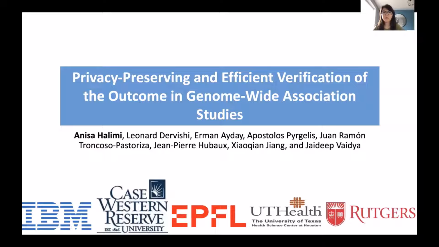This talk is about privacy-preserving and efficient verification of the outcome in genome-wide association studies. Computational errors might occur during the workflow. For example, the published results may be computed incorrectly, or during the quality control, for example, a researcher might use low-quality data to conduct the research.